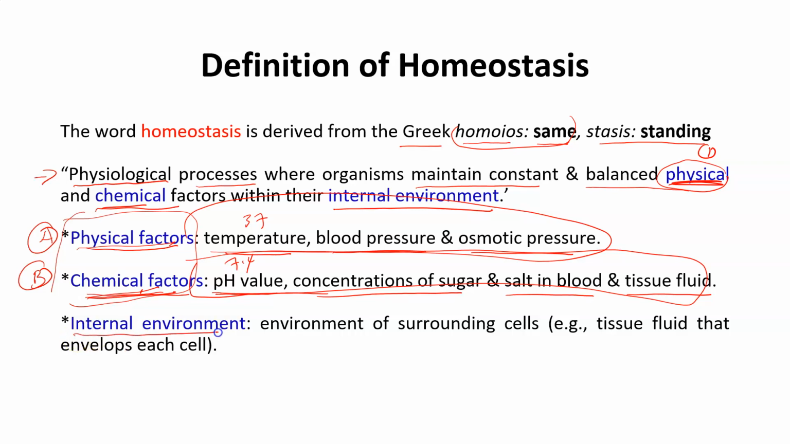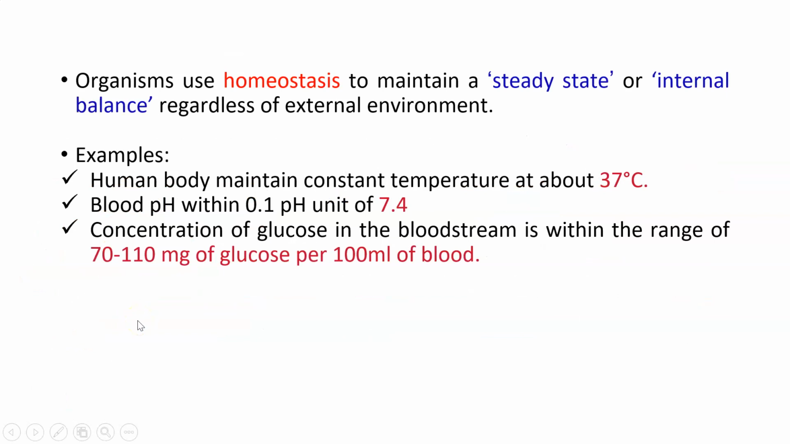So internal environment, what is internal environment? Environment of surrounding cells such as tissues that envelops each cell. Organisms use homeostasis to maintain a steady state or internal balance regardless of external environment. For example, the human body maintains a constant temperature of 37 degrees. Tak kisahlah awak dekat tempat yang ada snow, yang suhu dia drops to 0 degrees Celsius, your body needs to find a mechanism to make sure your body is maintained at 37.